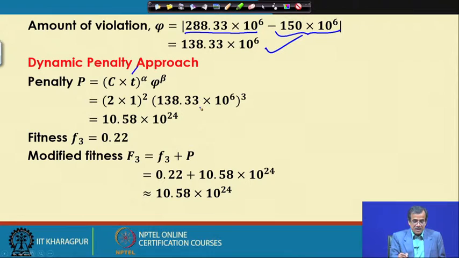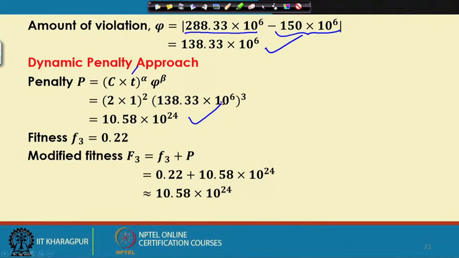Now, if we calculate, you will be getting the penalty term, that is 10.58 multiplied by 10 raised to the power 24. So, this is a very high value. That means, if there is a violation of the functional constraint, that is not a safe design from the point of view of mechanical strength, and that is why that particular solution has to be penalized. This is not a good solution. So, we will have to remove it from the population of the GA.